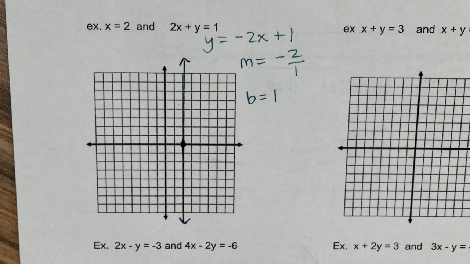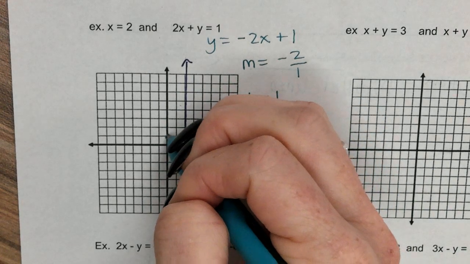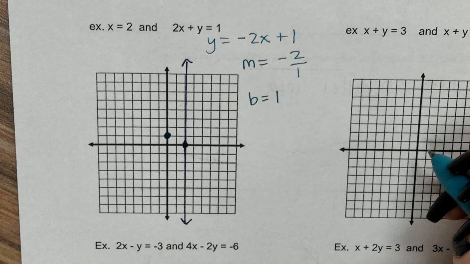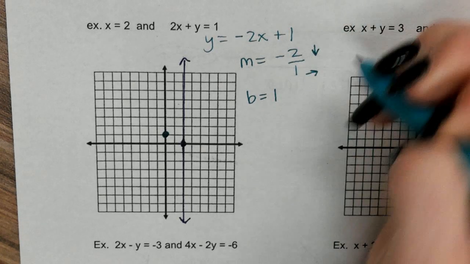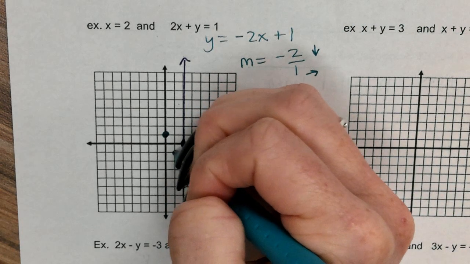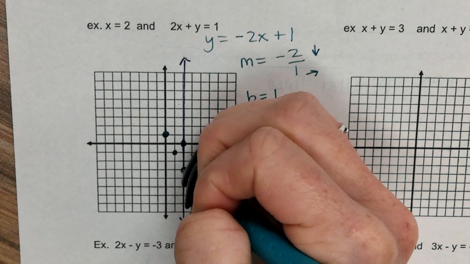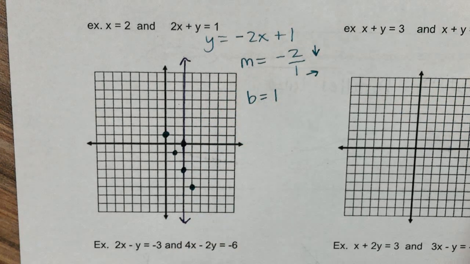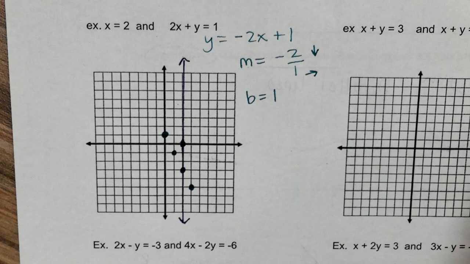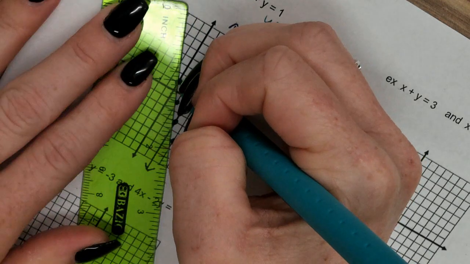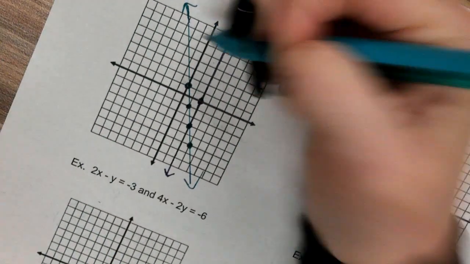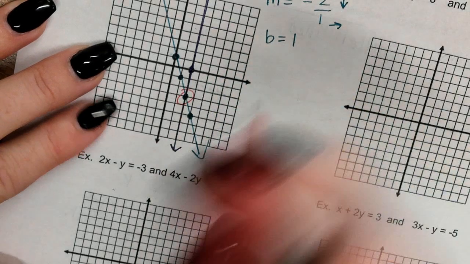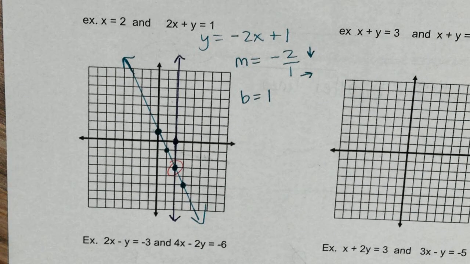Okay, so I'm going to go to the y-axis to the 1. I'm going to go down 2, right 1. And do you see the answer? Yes, you can see where they're going to intersect. I did not mean to put a curve there. Here is the solution. So now I just write it as a coordinate.